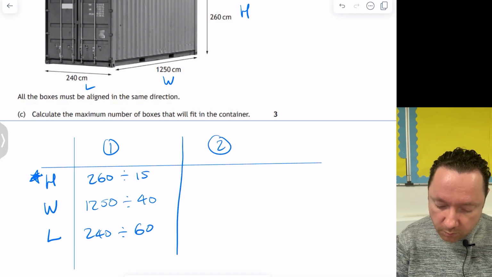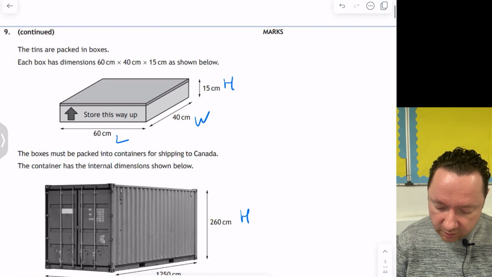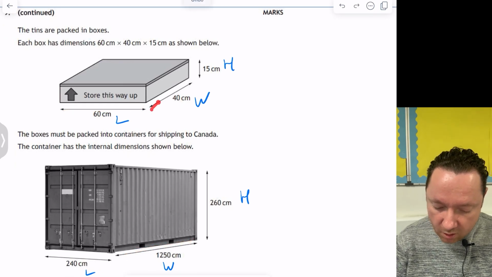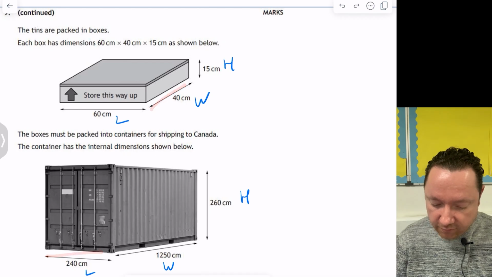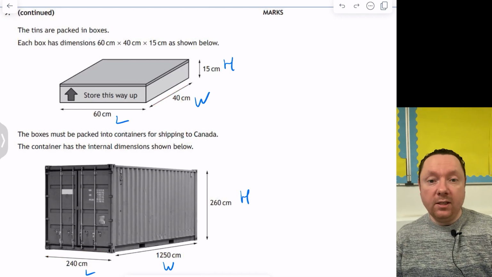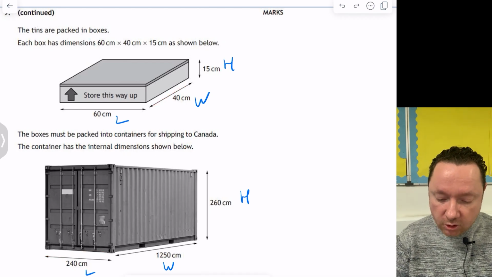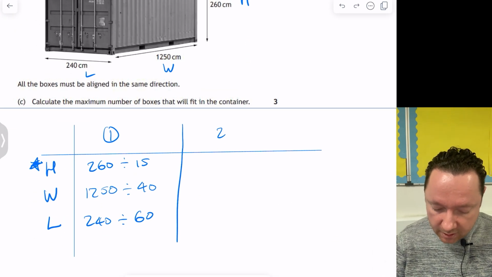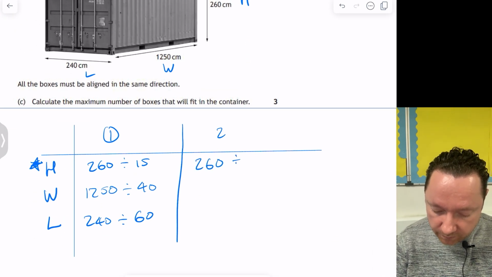But I've also got another option. I could take this box and turn it around so that this length is going against this width, and this width is going against this length. Now, you don't need to think too much about that, but that's what would be happening. What I can't do is turn the box upside down and make the height go against anything else. So the height stays the same.